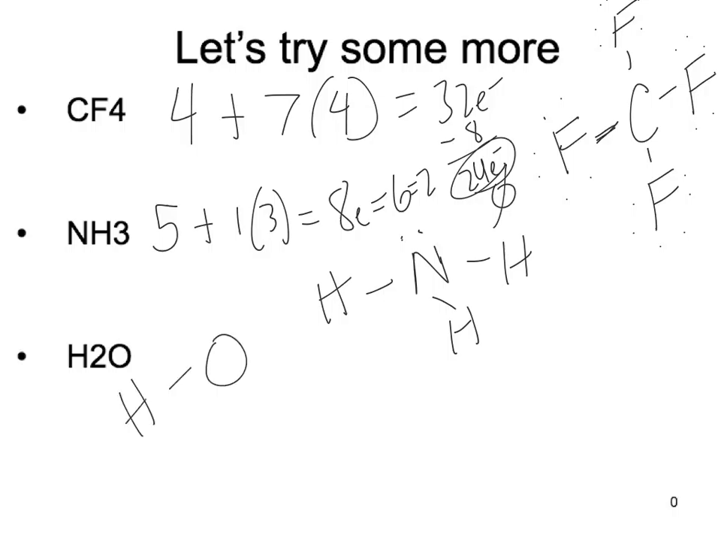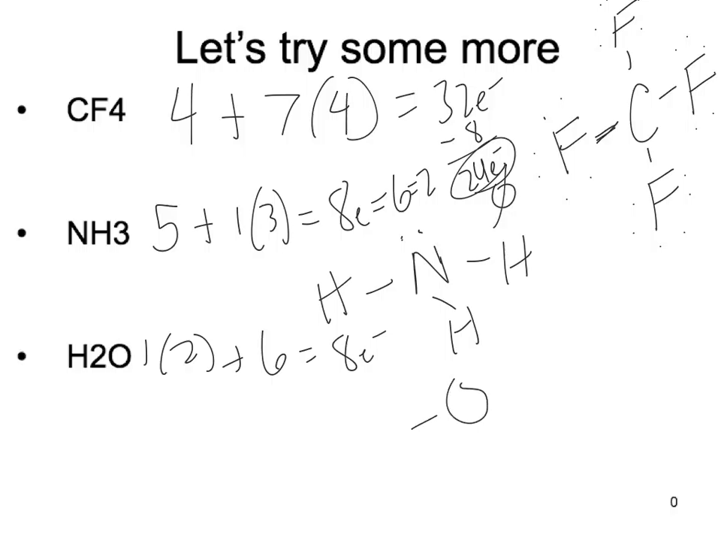Water. Oops, got ahead of myself, after I told you not to do that. All right, water has hydrogen in group 1. There are 2 of them. Oxygen is in group 6. We have 8 electrons. I'm going to go ahead and bond those.